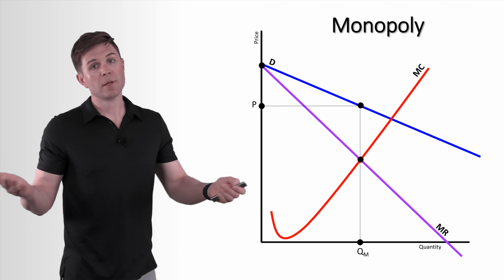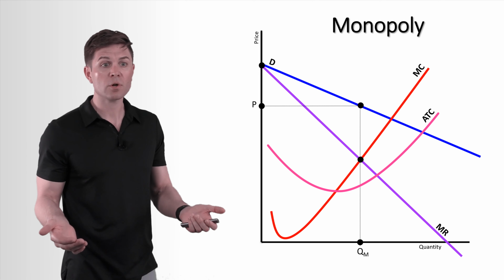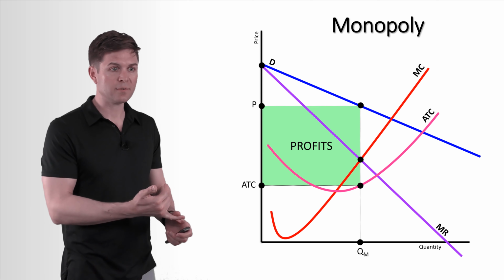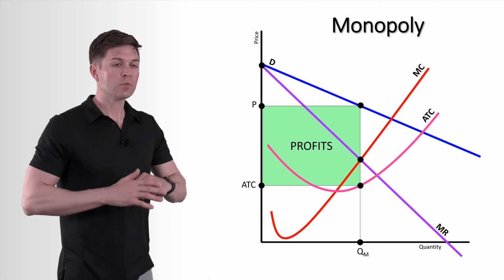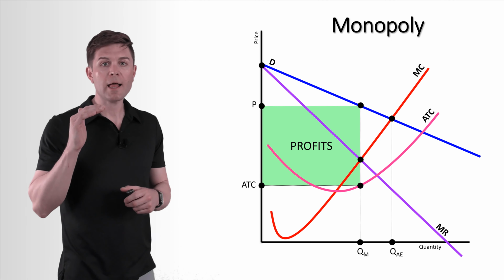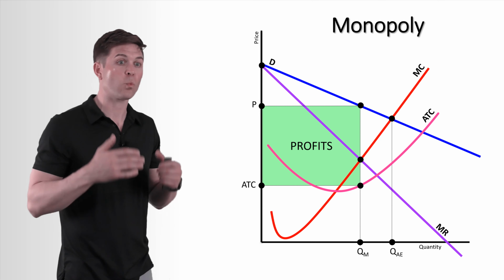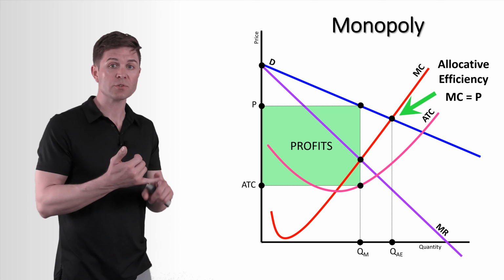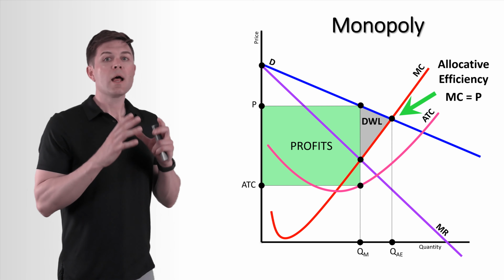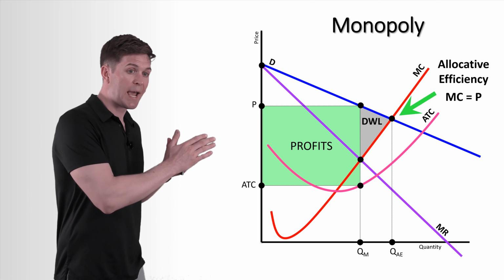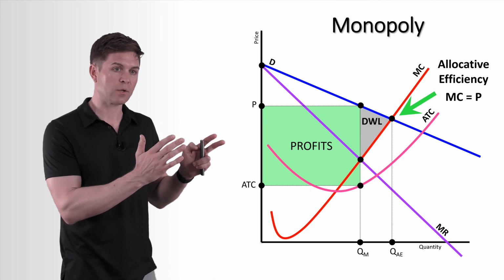From this point on, if it says you have a profit, if it says you have a loss, you can draw your ATC curve accordingly, and then throw your ATC and your profits right there. Sometimes they have you shade them in. So far, so good. Another key point of interest is that allocative efficiency, where marginal cost equals price. Where the marginal cost curve intersects the demand curve is where we get allocative efficiency. The difference between the allocative efficiency and the profit maximizing quantity of output is going to be that deadweight loss, that little triangle right there.